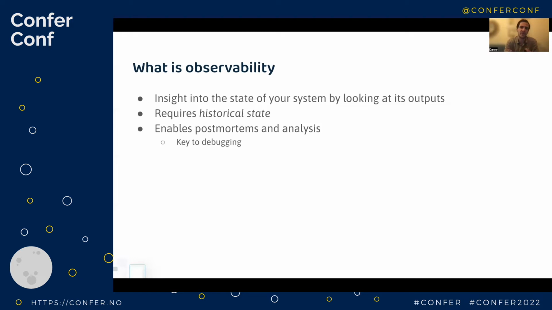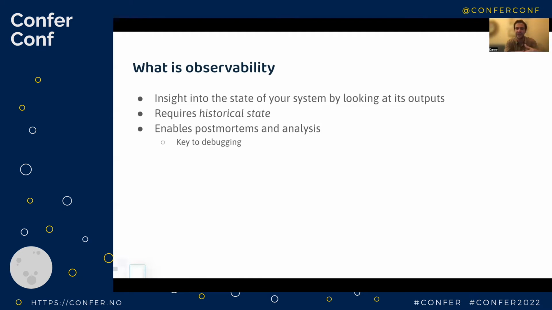So observability importantly requires historical state, and this is especially the case for machine learning observability, because you want to be able to see how a system has changed over time. You need to be able to track its historical state in order to understand what's happening with your machine learning system now. And importantly, observability enables you to do postmortem and enables you to do analysis.